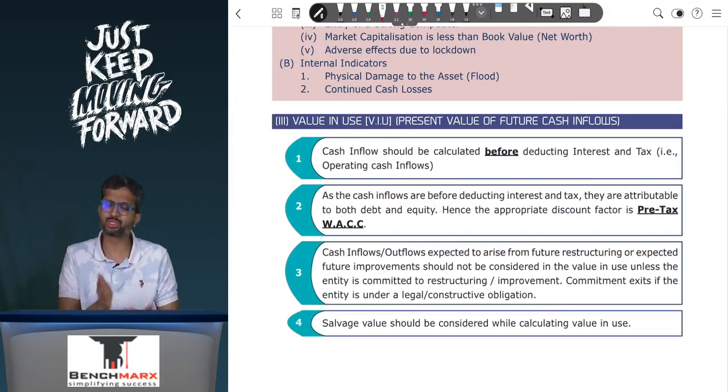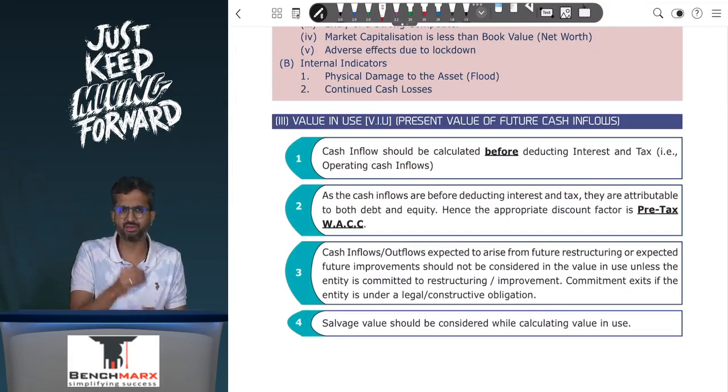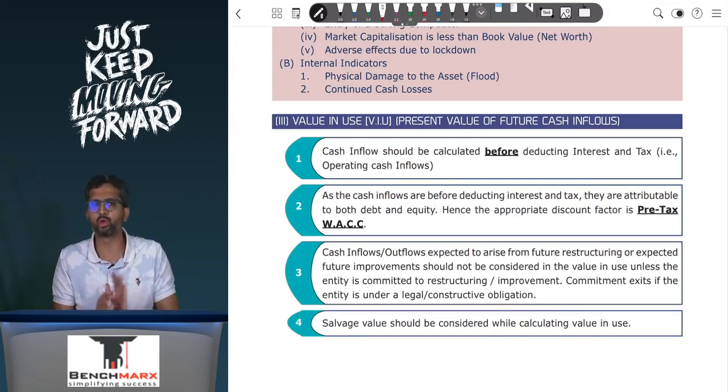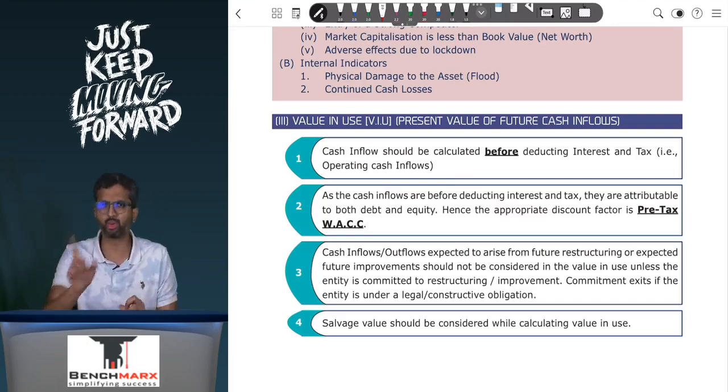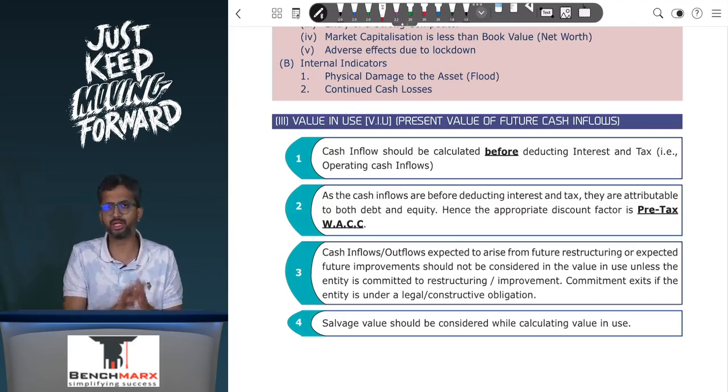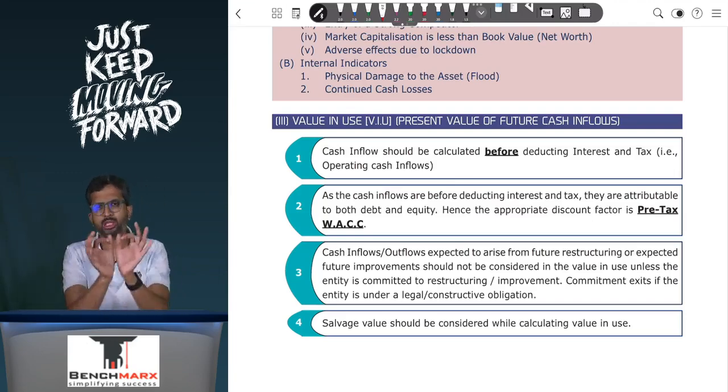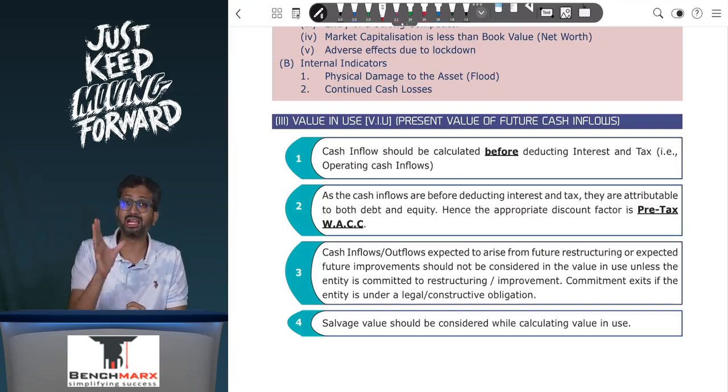While calculating cash flows, remember we do it before interest and before tax. Even the discount rate, like the WACC, is before interest and before tax. While calculating value in use, if there is inflation, you will definitely take inflation into the calculation, and most importantly, what the institute asks, if there is salvage value, then that salvage value will also be taken into the calculation of value in use. Now, there might be a special adjustment for site restoration.